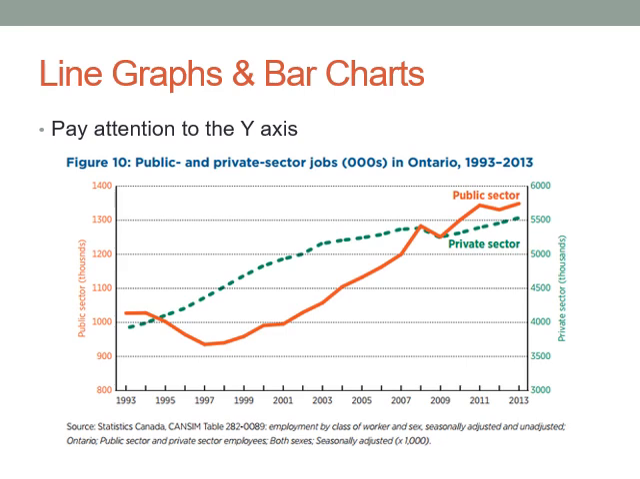Paying attention again to the y-axis. Here we have a chart showing public and private sector jobs in Ontario. It looks like private sector jobs are increasing, but public sector jobs are increasing even more rapidly to overtake private sector jobs. What's the problem here?